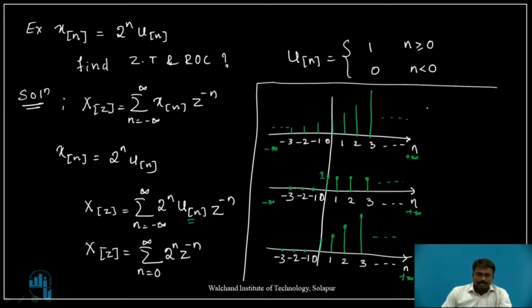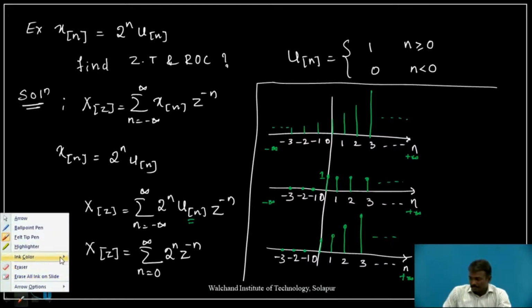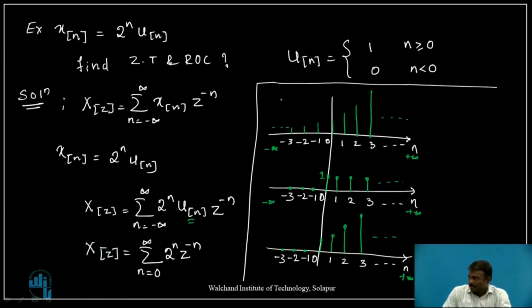Now, on the graphical representation, I have drawn 3 graphs here. First graph is 2 to the power n, which is a growing exponential signal, and second graph is a unit step signal, where on the left side you can see that all the values are 0, whereas on the right side all the values are equal to 1 here. Now, the third graph is the resulting signal, that is x of n, which is a product of 2 to the power n into u of n.